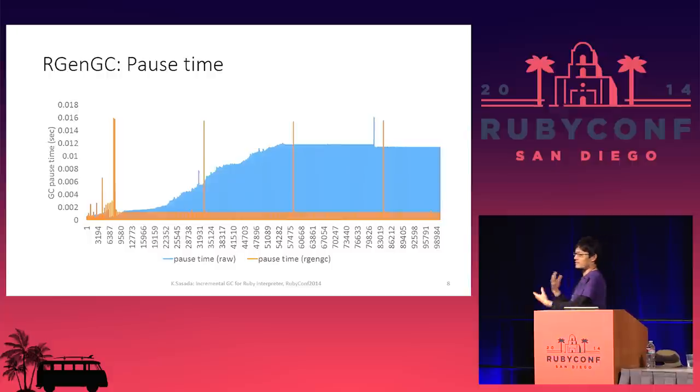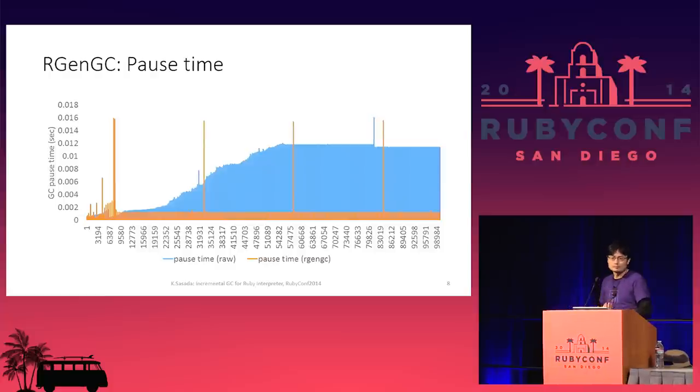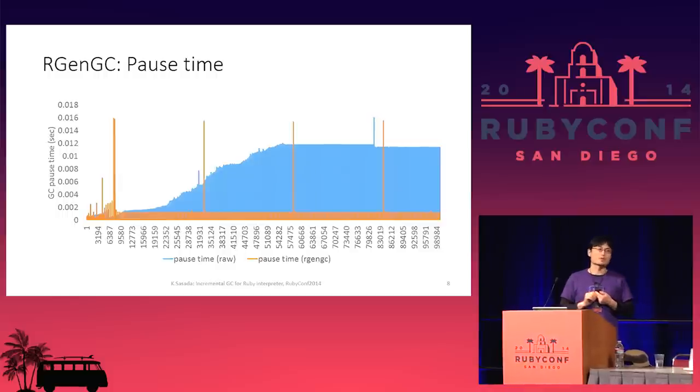Blue lines are simple mark and sweep GC, which is Ruby 2.0 and before. And the orange lines are the pause time of Ruby 2.1. Ruby 2.1 reduced the pause time, but sometimes, if we do the major GC, there is a long pause time. So it is a problem for response time.